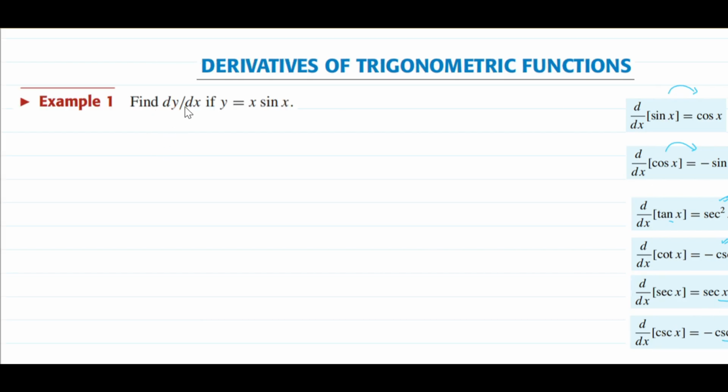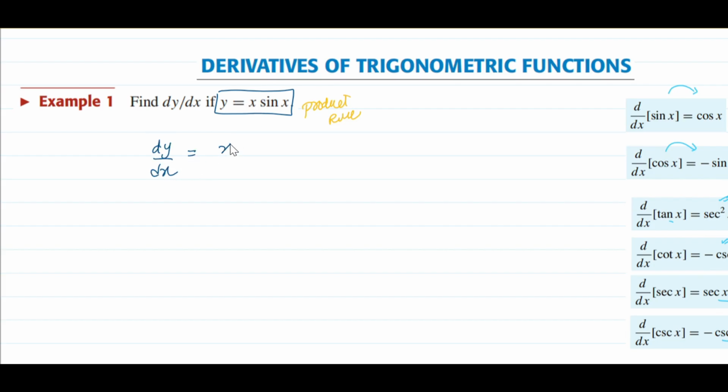Now let's take an example to understand how to use these formulas. Here we need to find the derivative of x sine of x. If you notice, there are two functions, so we use the product rule, where x is the first function and sine of x is the second function.